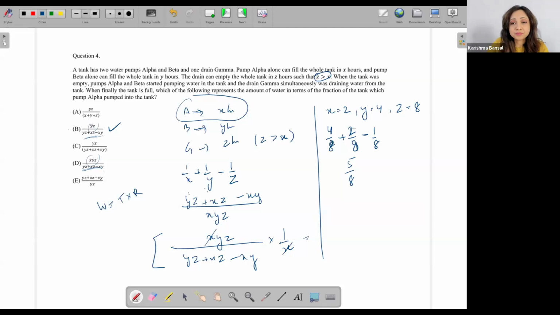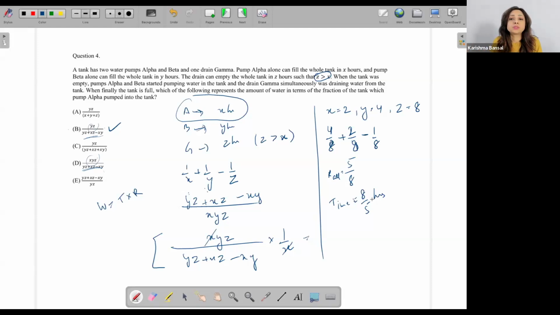Okay, so this is my combined rate of all of them. This is 5 by 8. And so then what is the time taken? Time is going to be just the inverse of that. So time taken will be 8 upon 5. All right. Now, 8 upon 5 is the time taken for all of them to fill the tank together. This is the time for which alpha was working.